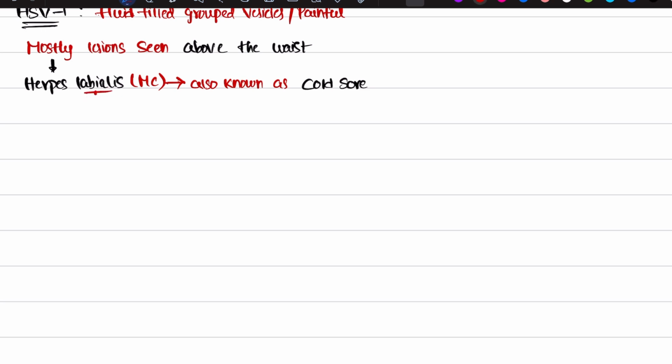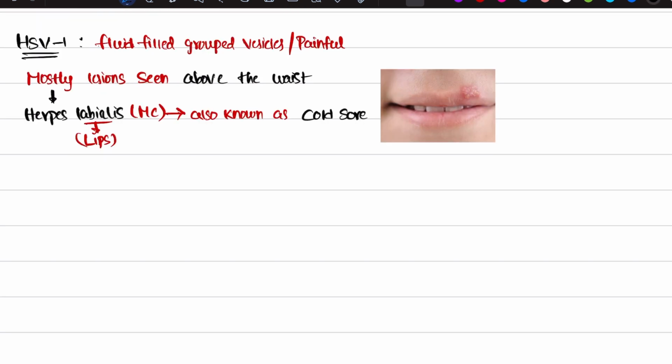What does labialis mean? It means lips area. You're going to see the image now. This is the type of lesion. See here, these are grouped fluid filled vesicles around the lips. This is known as herpes labialis. It is also called cold sore. So I am going to mark the name herpes labialis.